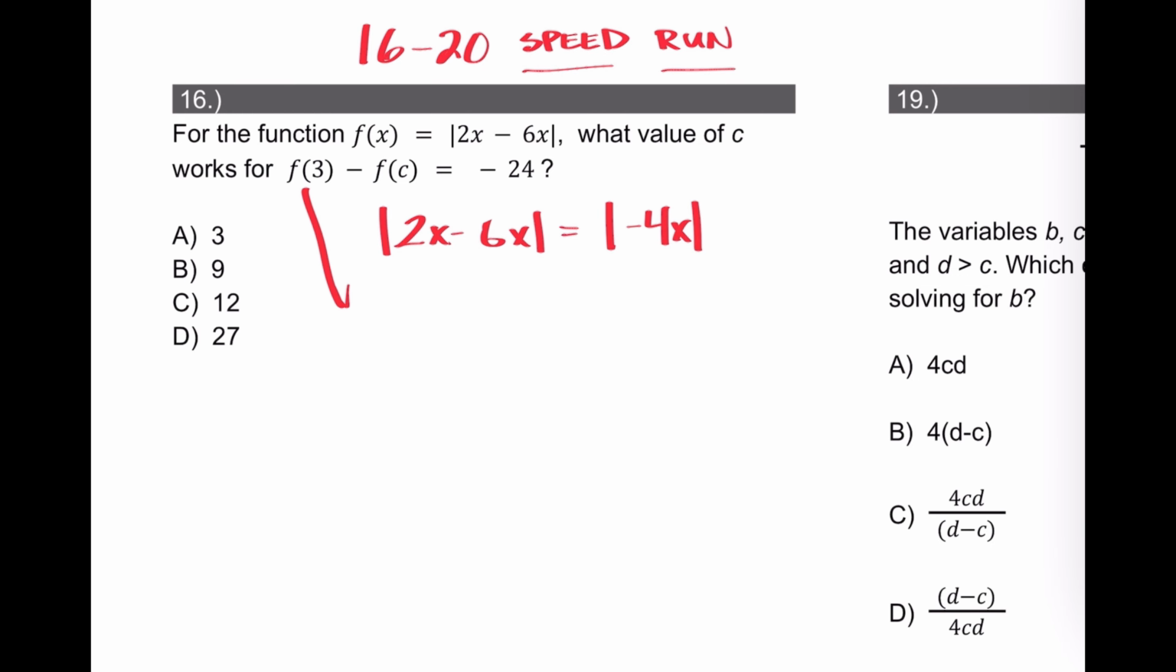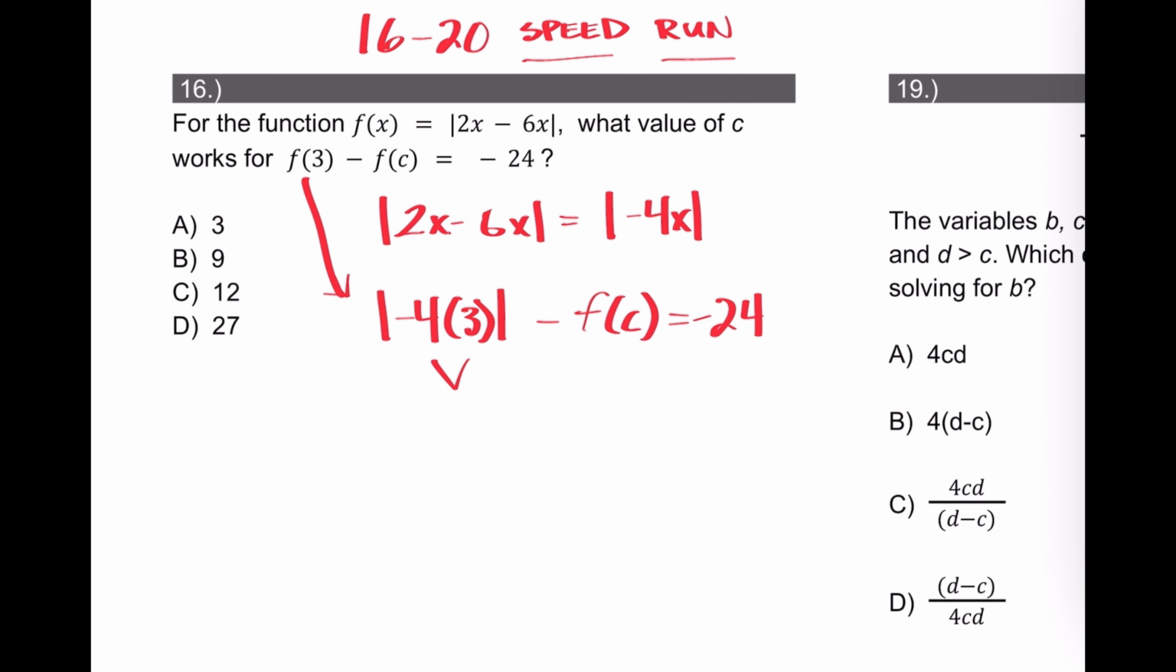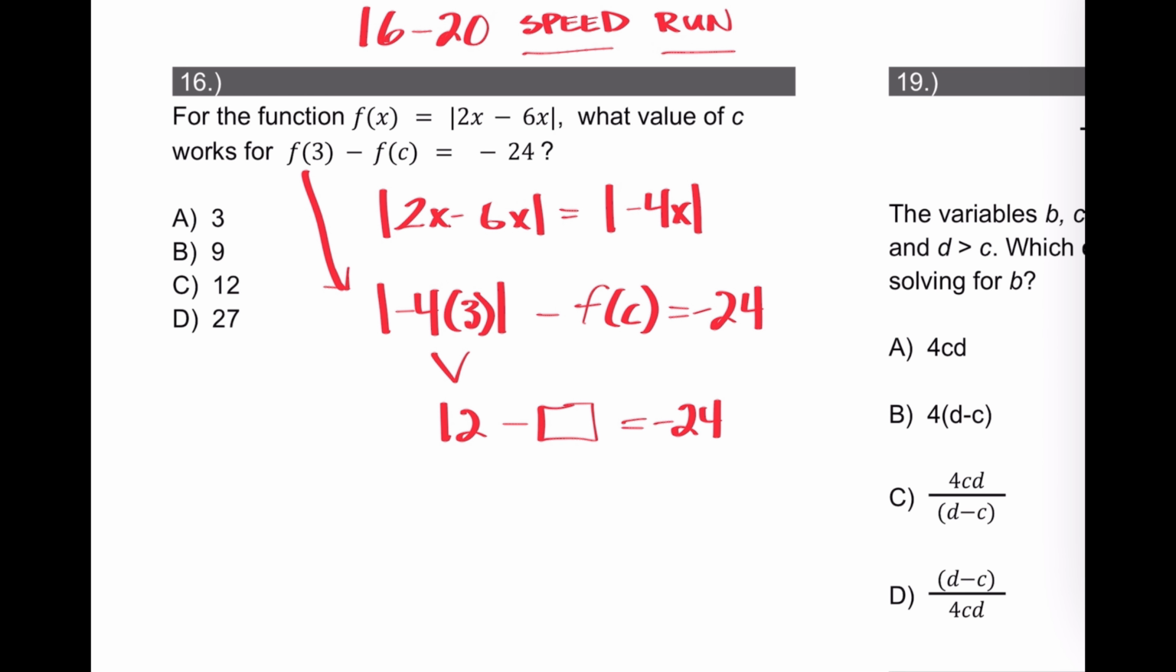And let's think about what they are looking for here. f of 3 would be negative 4 times 3, minus f of c equals negative 24. And this is going to be negative 12. The absolute value of negative 12 is just 12. So they're really saying 12 minus what would be negative 24? You do little calculations, and we know that this needs to be 36. 12 minus 36 is negative 24. So what they're really saying is f of c needs to be 36.